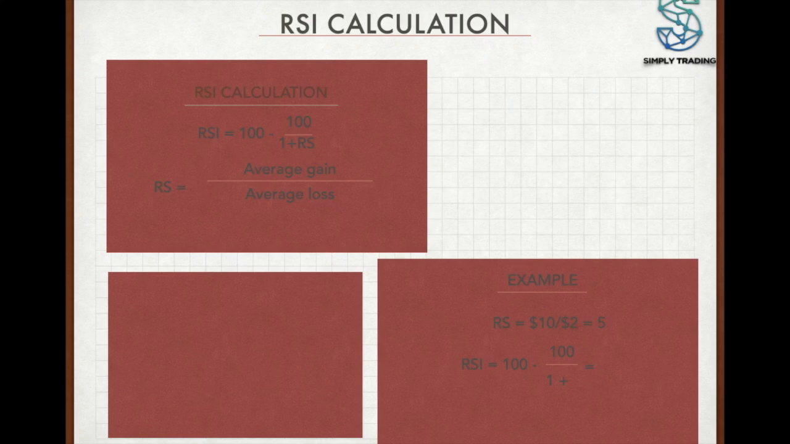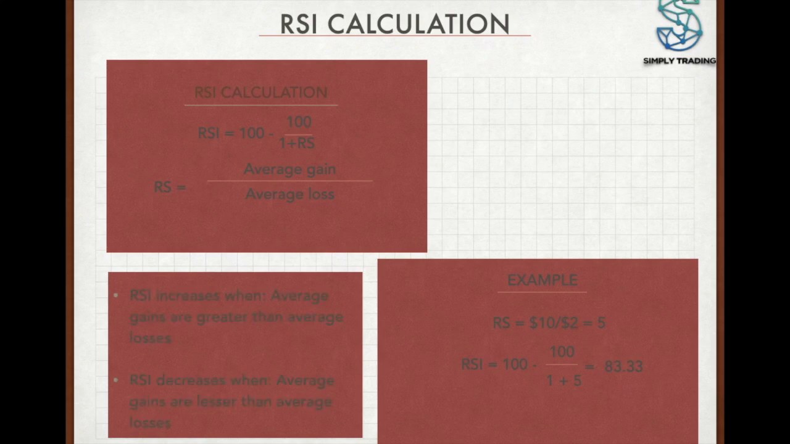So RSI equals 100 minus 100 over 1 plus 5. 100 over 1 plus 5 equals 16.66. So then you take 100 minus 16.66, which gives us 83.33. So our RSI is 83.33. Now you can plug in different numbers for this, and you will get a range between 100 and 0, and it just gives you a better understanding of how RSI is actually calculated.